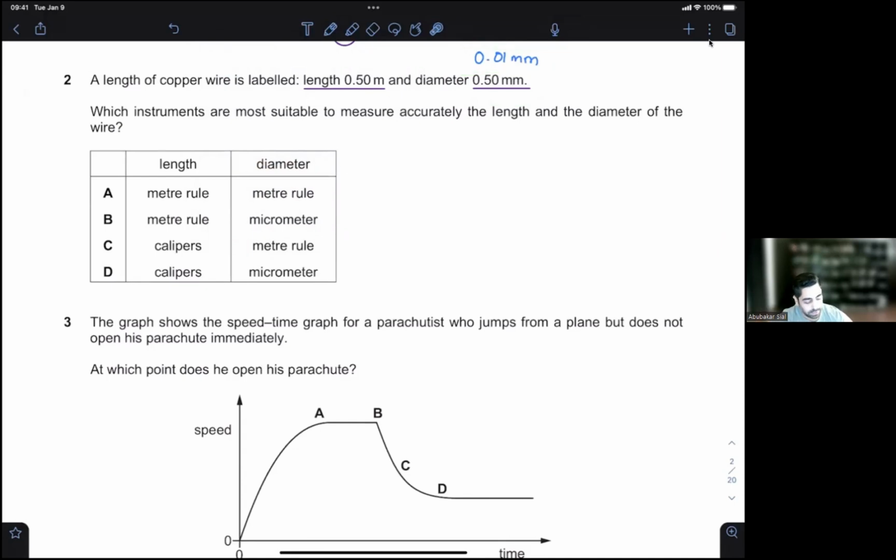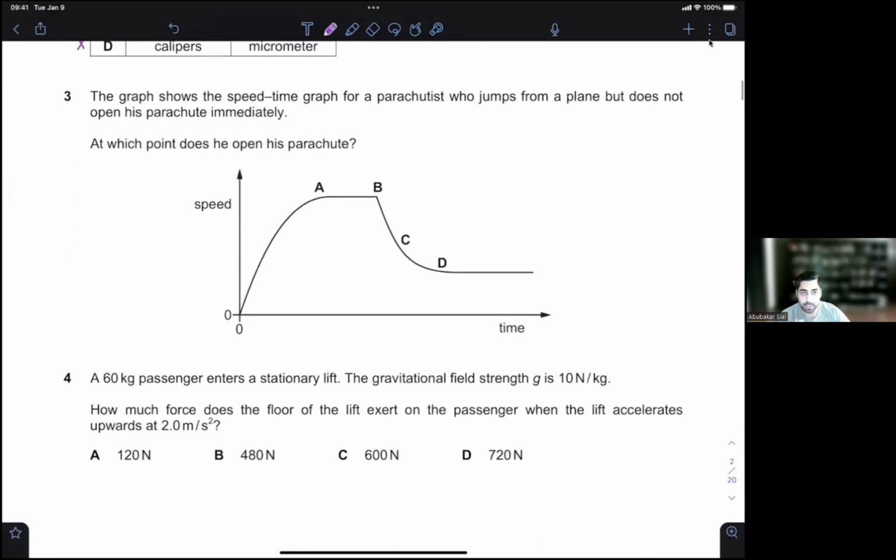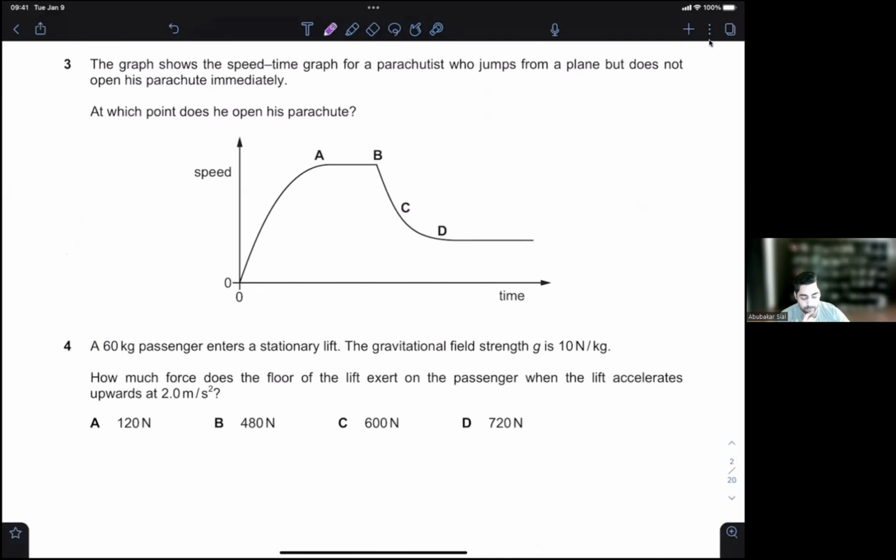0.5 meter, definitely the meter rule would work well for that. 0.5 millimeters is going to be very suitable for a micrometer. And if somebody is not 100% sure about something like this, then the most obvious thing you want to do is eliminate answer choices. For example, in this case, you know that the length of 0.5 meter is far too long for calipers to handle, so you can easily eliminate C and D. That's really going to help you, particularly in the case where you're not too sure about what the answer is.